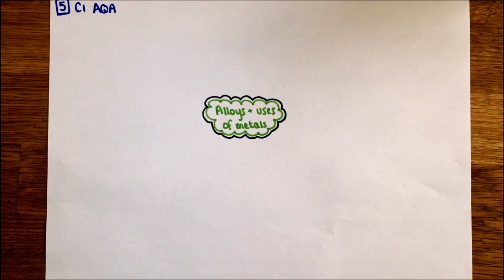Okay, this is the fifth revision video for C1. It's on alloys and uses of metals. Now, normally the way they're probably going to test you on this is to give you some facts about different alloys. They'll give you all the components, they'll tell you the percentages, and then they'll probably ask you to evaluate their use for different things.